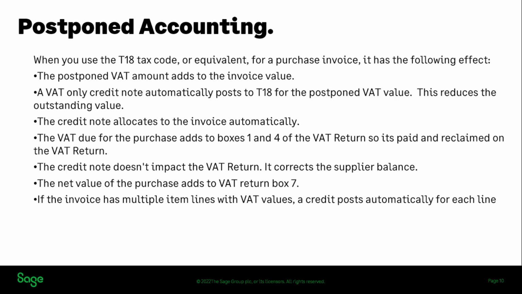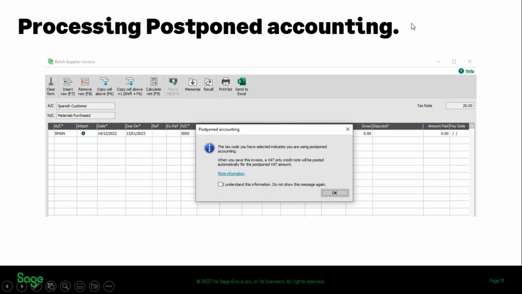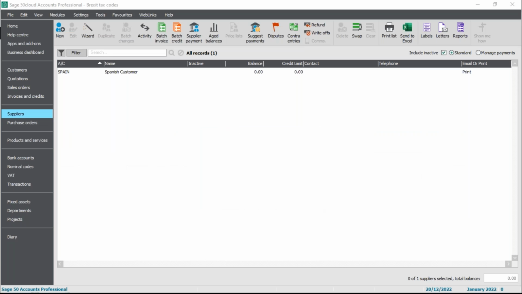So I'm just going to quickly show you how to do this and show you some of the messaging that you're going to get along the way, just so that if you are posting postponed accounting, you're prepared and you know what these messages are meaning for you. So bear with me 1 second. We're just going to pop back into our demo data and pop onto our suppliers. Just reshare the screen there for you.